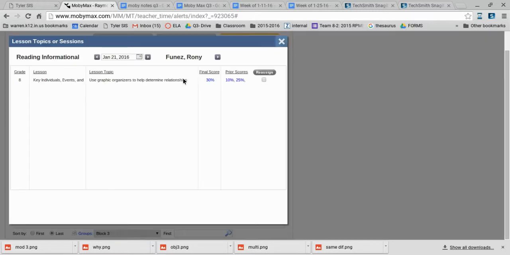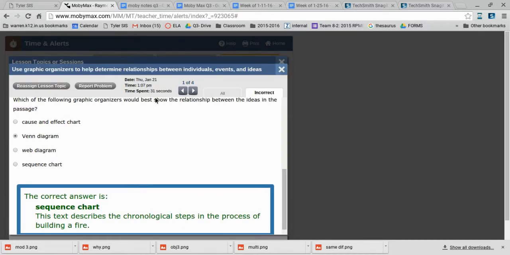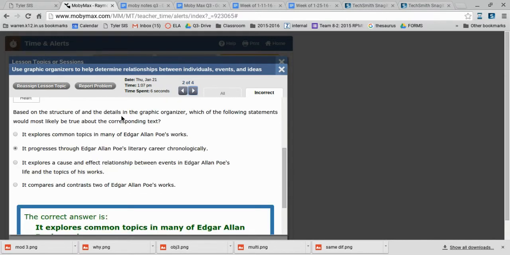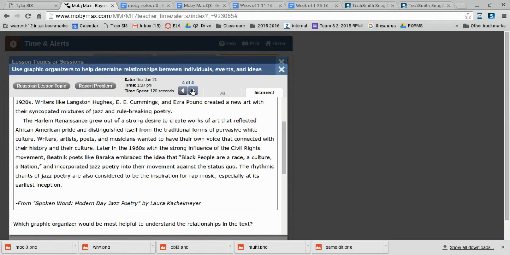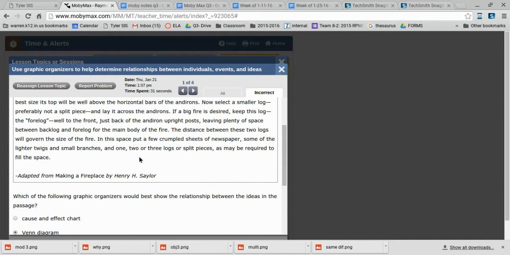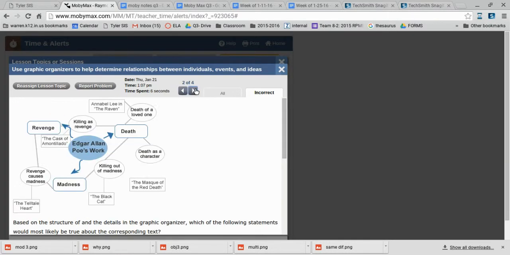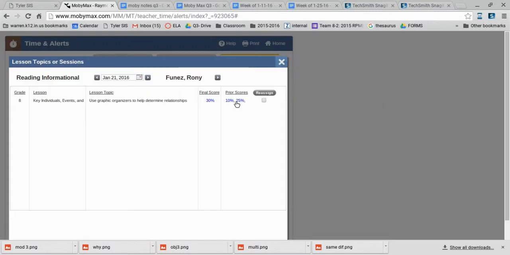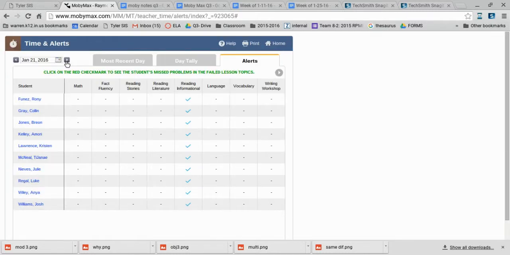For instance, Ronnie, he got a 25, a 10, and a 30. I can look, 31 seconds spent on this one, 6 seconds to read this one. I know he's not really reading through it. There's no way. So you can kind of tell what they're doing and talk with them about it one-on-one because it's really a waste of time to take just a few seconds to do a question and not pay attention to the reteach. So I would then reassign again this lesson. So that's one way you can reassign through alerts by day.